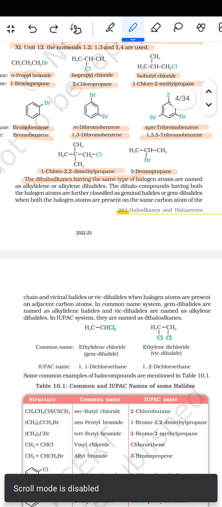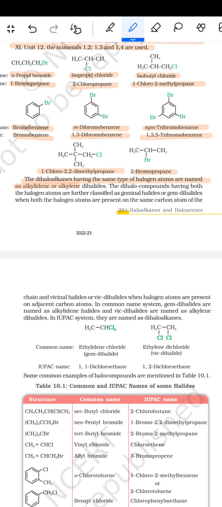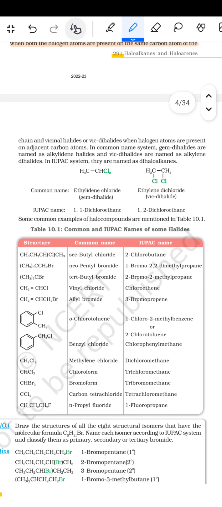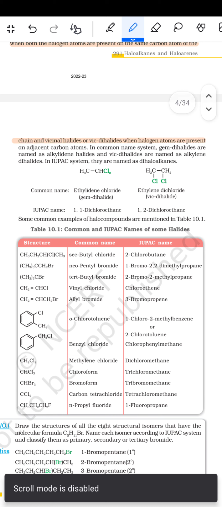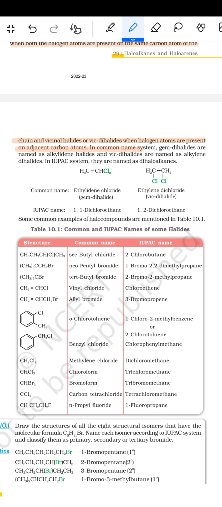The dihaloalkanes having the same type of halogen atoms are named either alkylidene or alkylene dihalides. The dihalo compounds having both halogen atoms are further classified as geminal halides or gem dihalides when both halogen atoms are present on the same carbon atom of the chain, and vicinal dihalides or vic dihalides when halogen atoms are present on adjacent carbon atoms. In the common name system, gem dihalides are named as alkylidene halides and vic dihalides are named as alkylene dihalides. In the IUPAC system, they are named as dihaloalkanes.